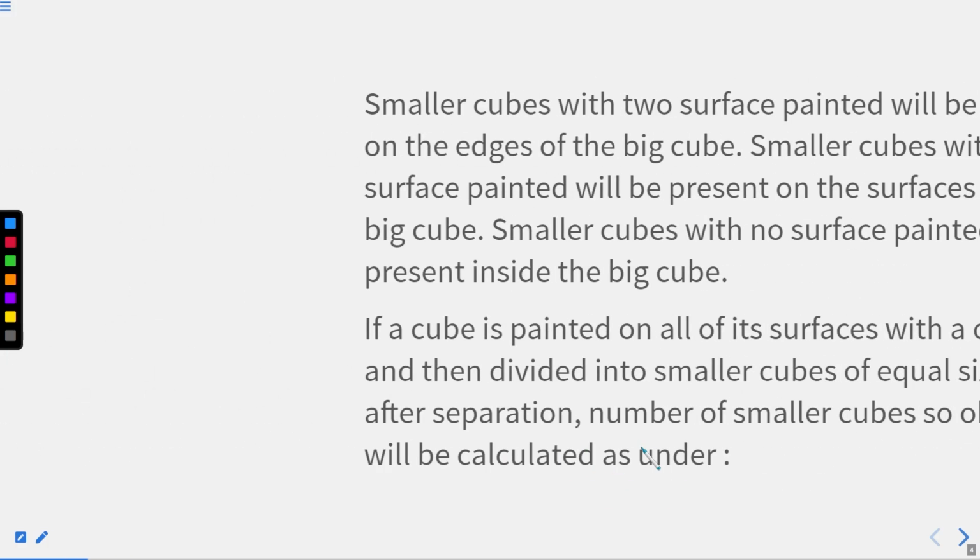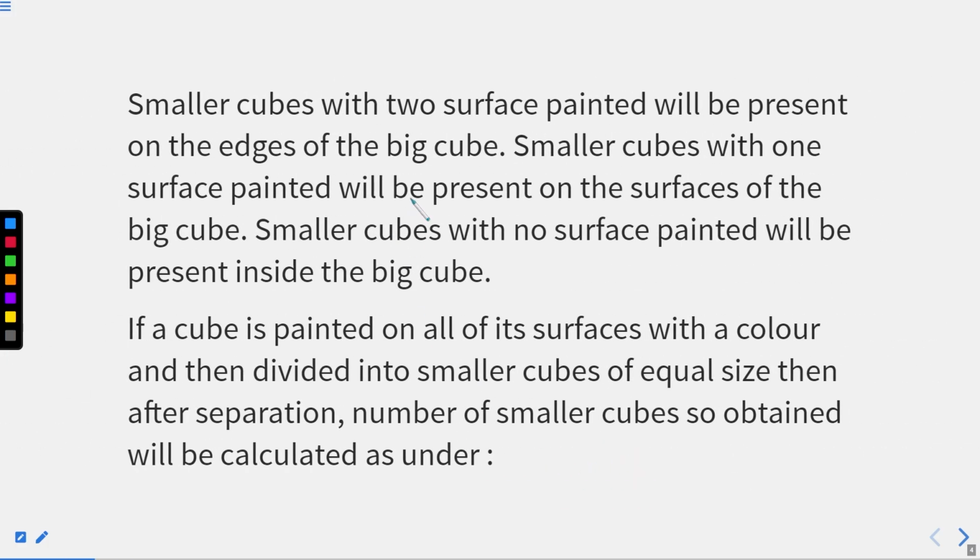We will write this thing here itself, or we will read it again. Smaller cubes with 2 surfaces painted will be present on the edges of a big cube. We have already done this part. Smaller cubes with one surface painted will be present on the surface of the big cube. So how many surfaces are there? 6. We know this. How many edges are there? 12 edges.